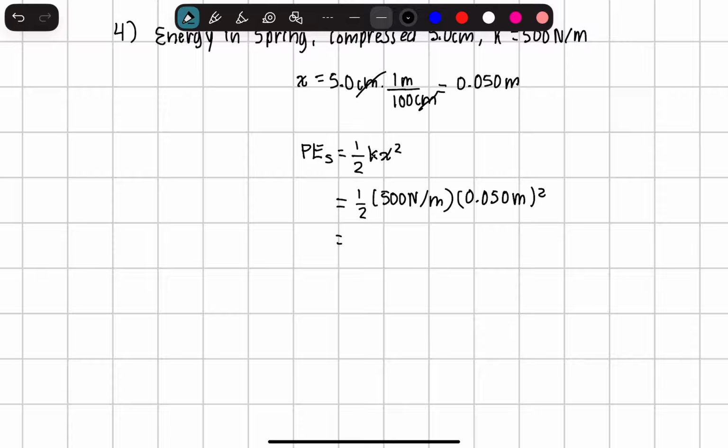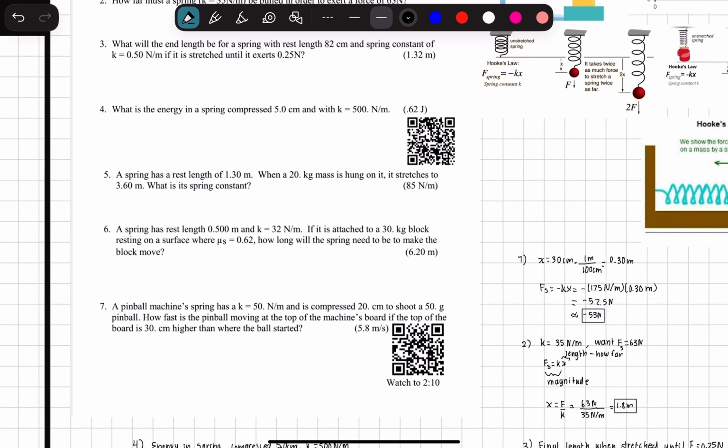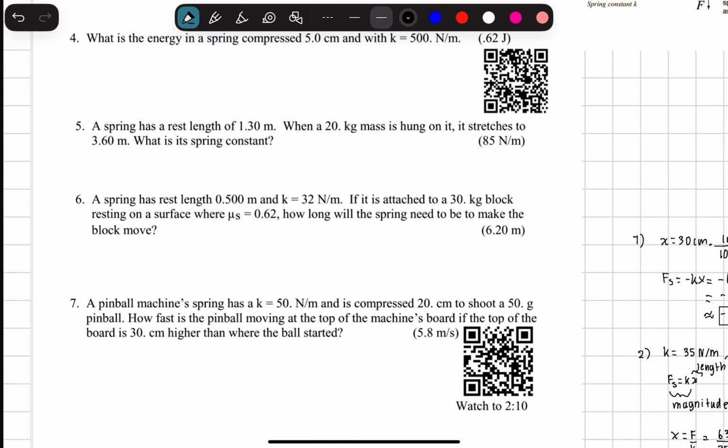And now entering that into a calculator, you get 0.5 times 500 times 0.0025. And this is going to equal 0.625 joules. But rounding this to significant figures, this is basically 0.62 joules. So we're going to box this because this is the answer that was on the key. So yeah, let's move on to question 5.